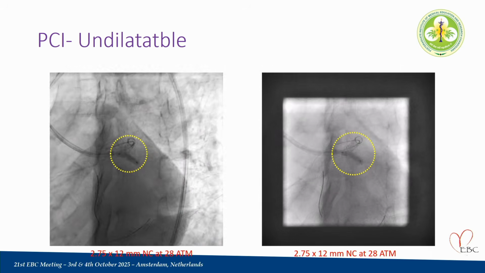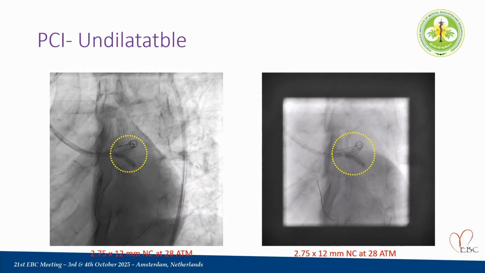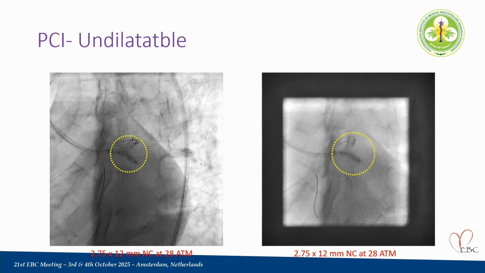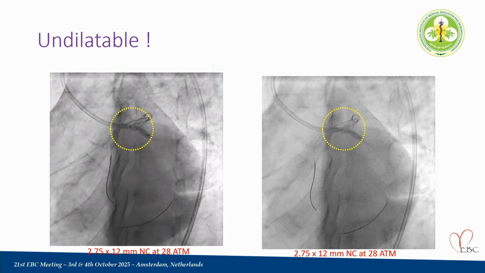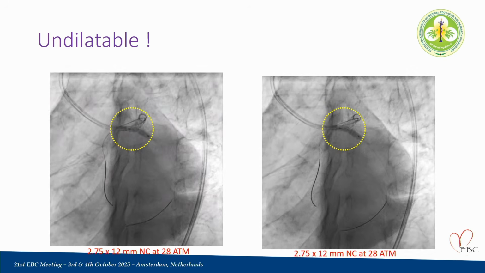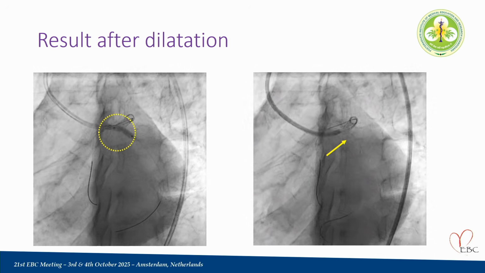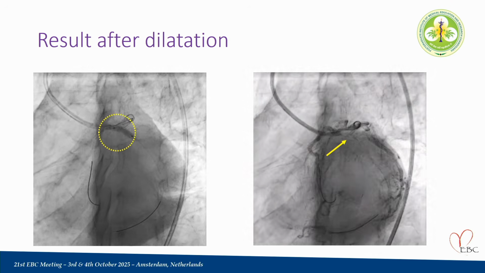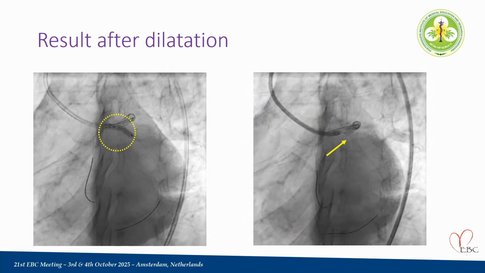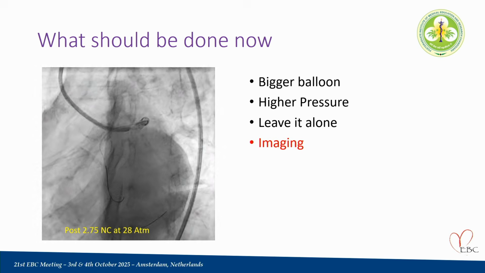We keep on dilating at 28 atmospheres, go up to 30 atmospheres, but the circumflex ostium is still not yielding at all. So at this time, we are left with very few options, as we see no calcification in the circumflex ostium, so we don't know what is happening. And this is the angiogram after very high pressure dilatation. There is no dilatation achieved at all at the ostium of the circumflex just before the high OM.